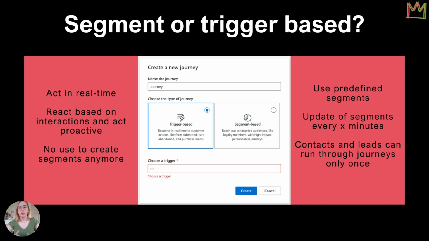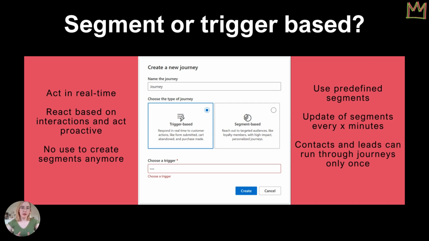So a segment is usually predefined. Also, a segment updates every 10 to 15 minutes, always a bit depending on the performance of the system. And when we have a segment-based journey, so when we start with a specified list of contacts or leads through our journey, they can only run once through this journey. So even though they are added multiple times, or they are added to a segment, removed, and added again, they will only run through this journey once. Of course, unless it's a recurring journey, but basically the idea of journeys is that people can just run once through these journeys when it's a segment-based one.